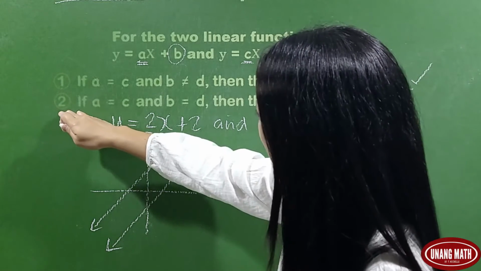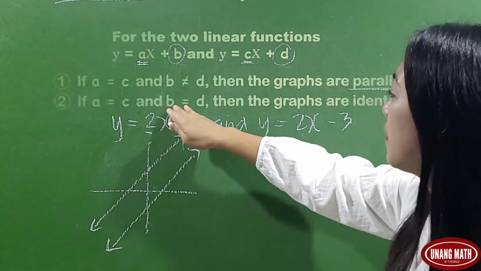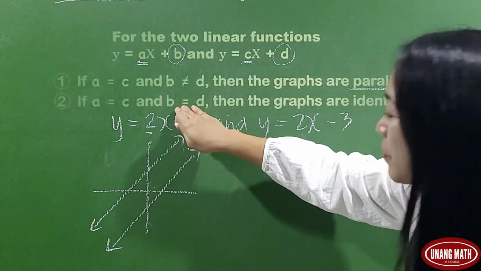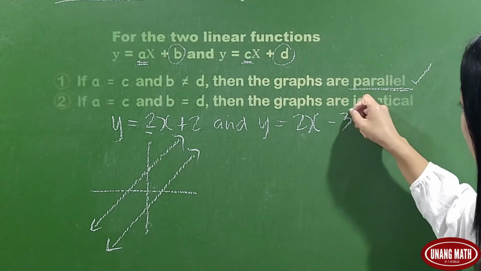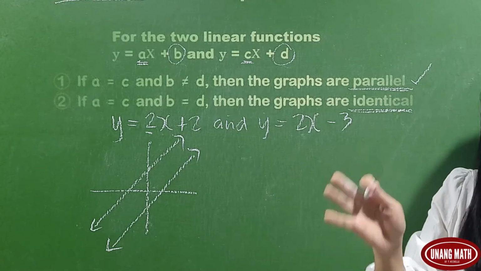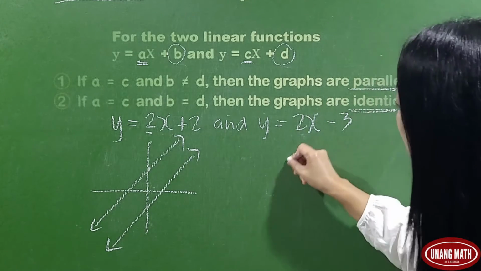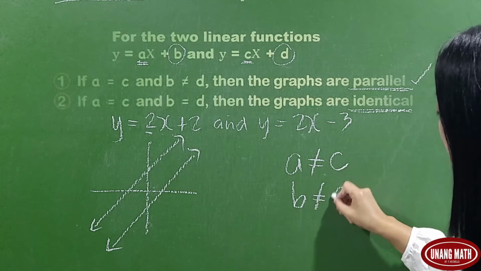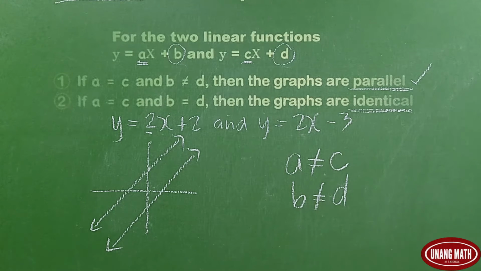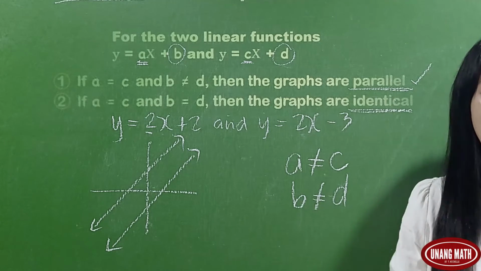Moving on to the second statement. If a is equal to c, so the slopes are equal, and b is equal to d, the y-intercepts are equal, then the graphs are identical or exactly the same. How about if the slopes are not equal and the y-intercepts are not equal? Then the graphs of these two linear functions are intersecting lines, so they meet at a certain point.